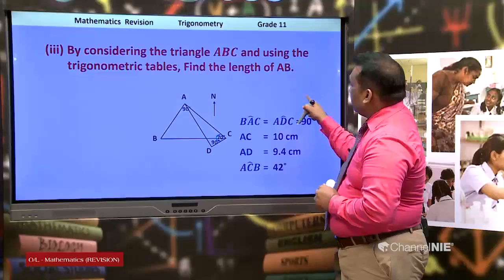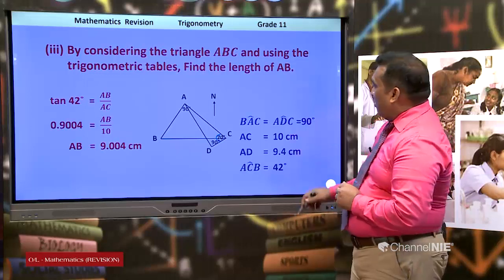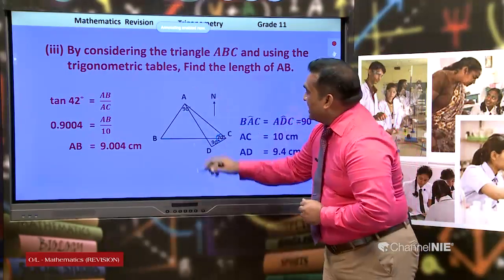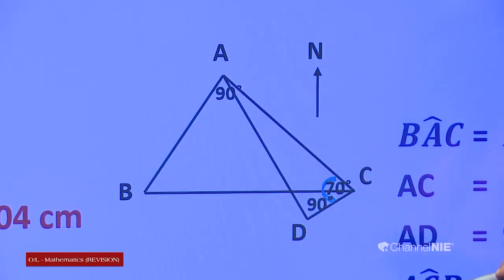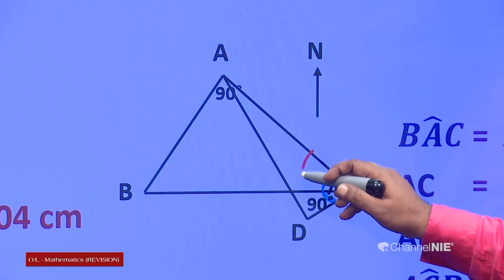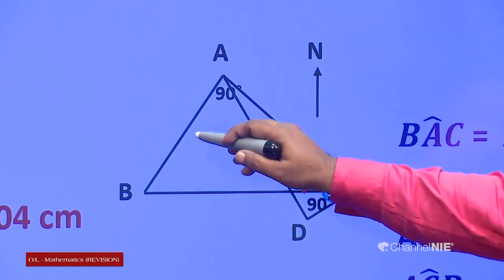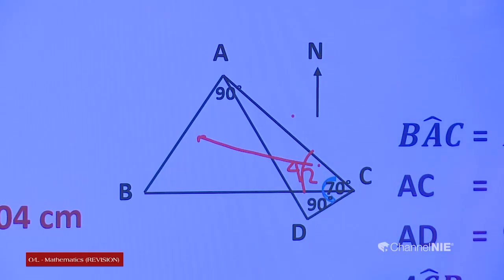Now, the tan ratio. How to get tan? Here AB over AC, this is the angle 42, angle ACB, 42 degrees. This is the opposite side, and this is the adjacent side.